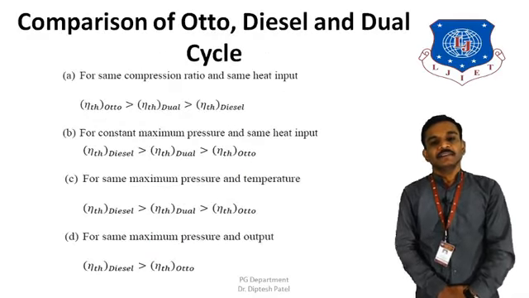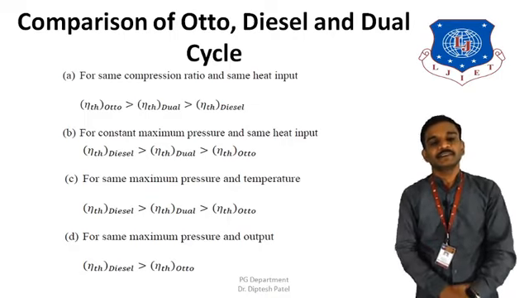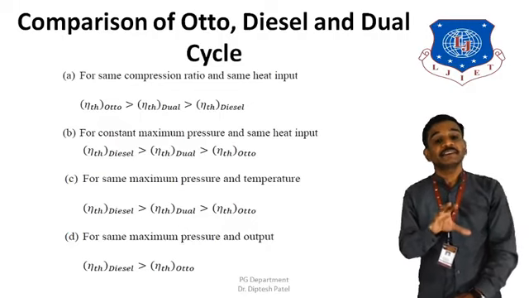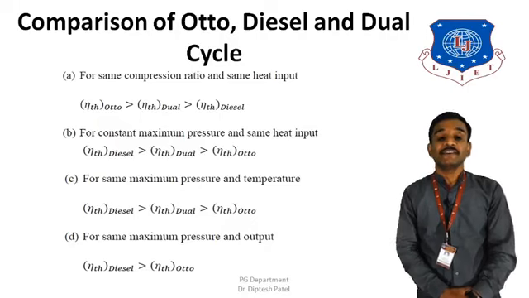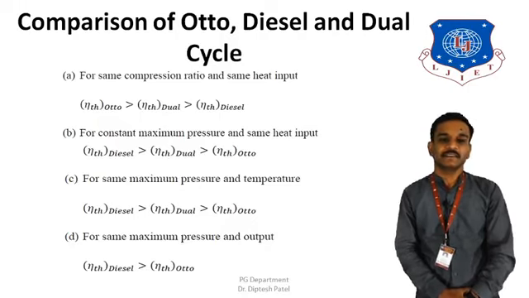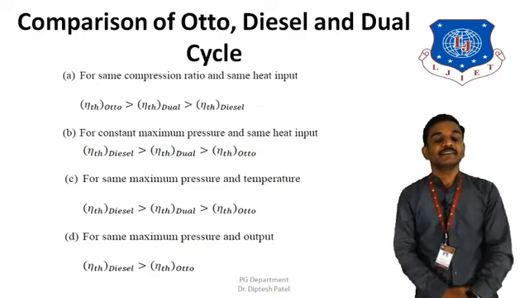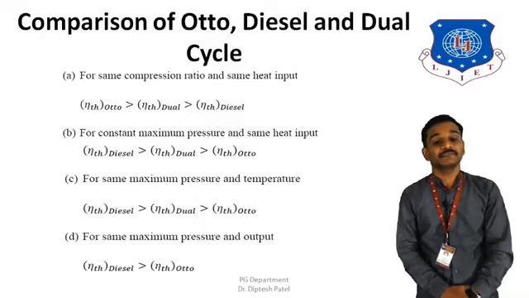Now if I have to compare the efficiency of the various cycles with different parameters, I would say if we have the same compression ratio and the same heat input, then the efficiency of the Otto cycle is always greater than both the efficiency of the dual cycle and the diesel cycle. To put it in terms, the thermal efficiency of the Otto cycle is greater than the thermal efficiency of the dual cycle, and that is also greater than the thermal efficiency of the diesel cycle.